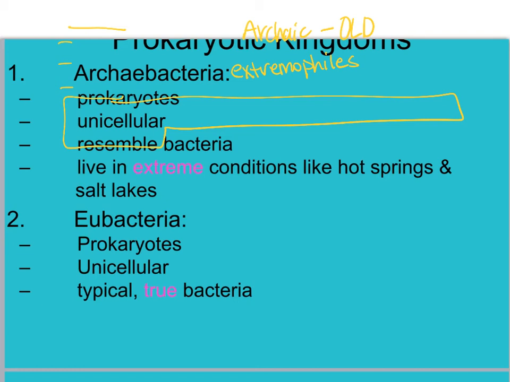So then the second kingdom, kingdom number 2, is Eubacteria. Remember, Eu means true. So these are what we consider true bacteria. These are going to be your more everyday type bacteria that you're exposed to. Again, they're going to be prokaryotic and unicellular, because all bacteria are going to have that in common. But Eubacteria are going to be things like strep throat bacteria, Streptococcus aureus, or pneumonia bacteria, or different things that we're exposed to more on an everyday basis.